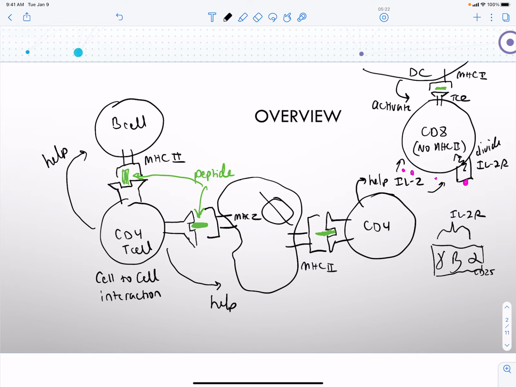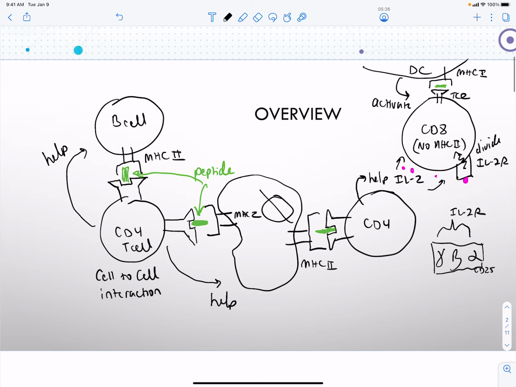So the interaction between the CD4 T cell and the CD8 T cell is indirect. It's through cytokines. And I'm just showing IL-2 here. It could be other cytokines. The interaction and help between a B cell and a CD4 T cell is direct through MHC class II. And the interaction between a CD4 T cell and a cell like the macrophage to get help is also through cell-to-cell interactions.